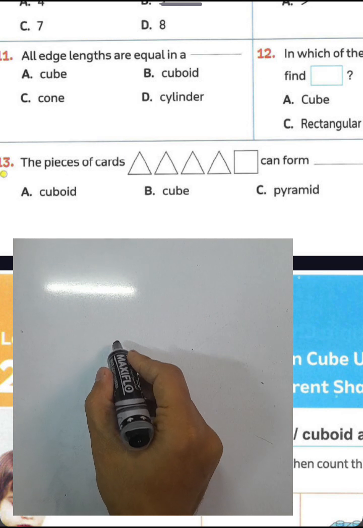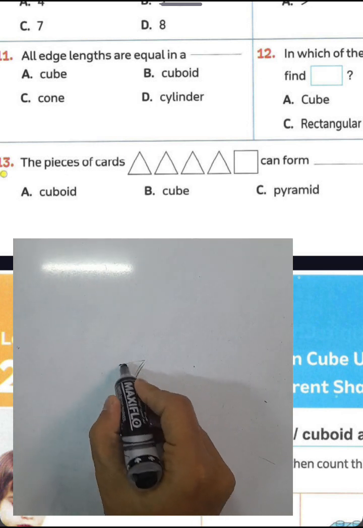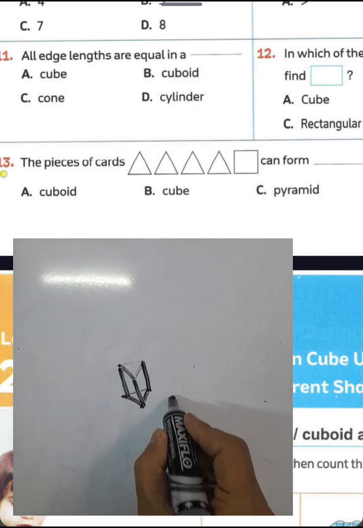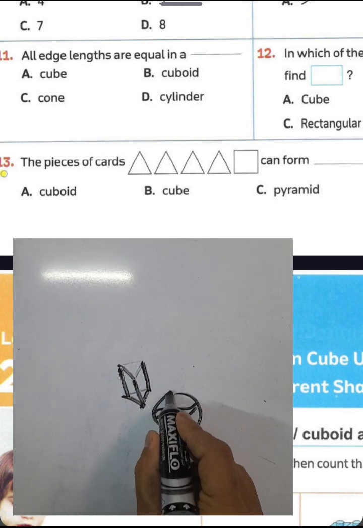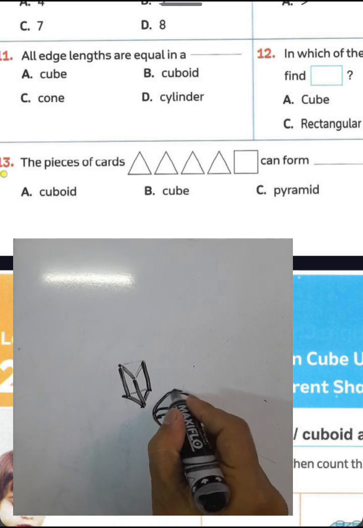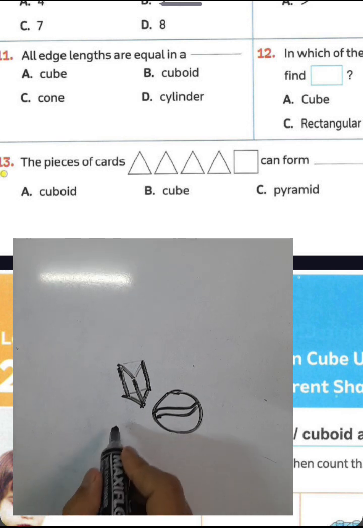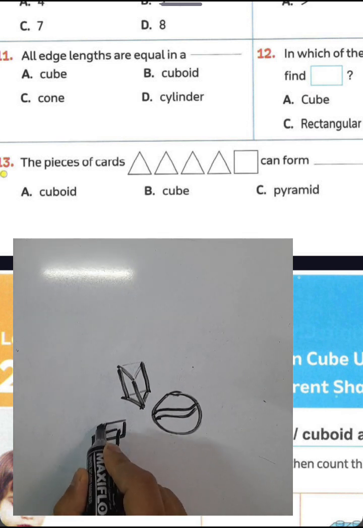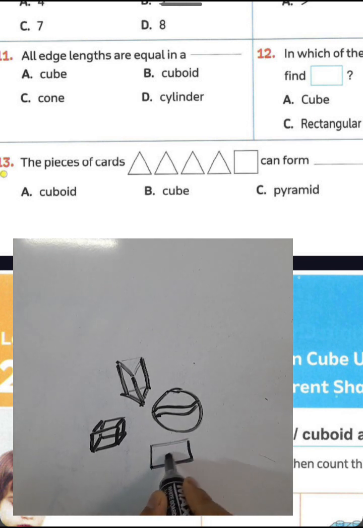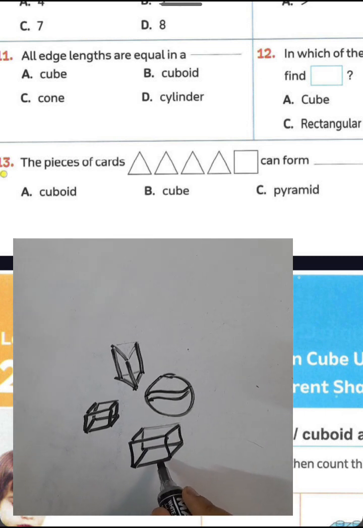Do you know this again? We call this prism. Do you know prism? And this we call sphere. Sphere hasn't any face or vertices or edges. And what about cube? The cube has six faces, 12 edges, 8 vertices. And what about cuboid? We can call it cuboid or rectangular prism.